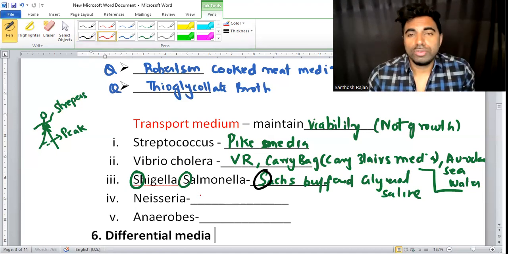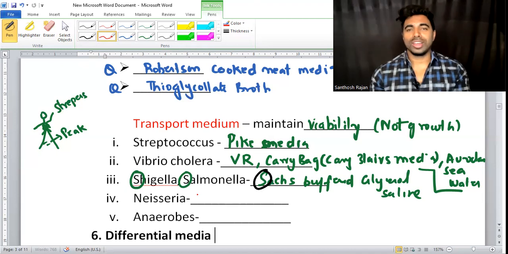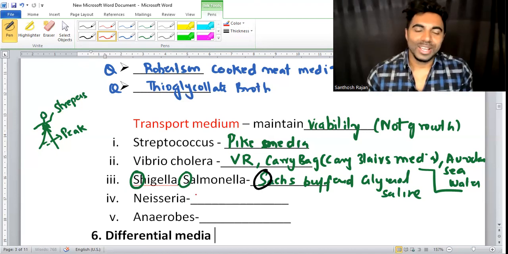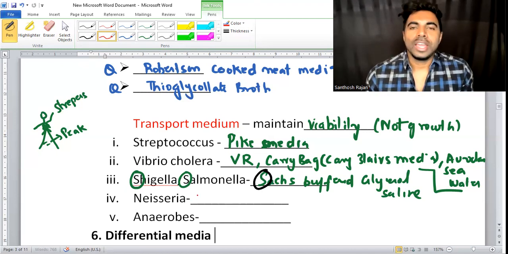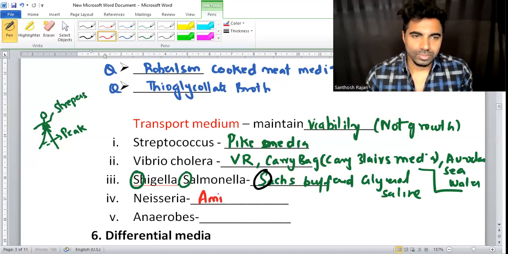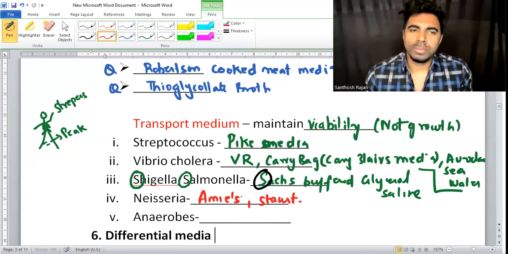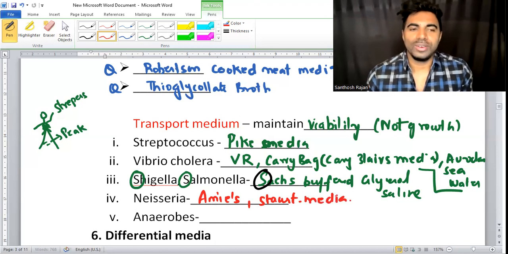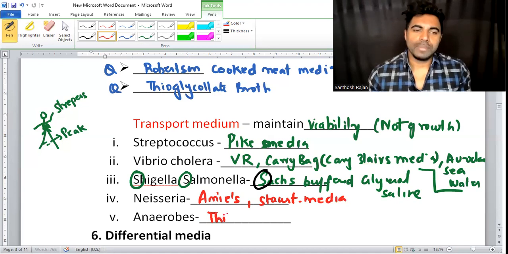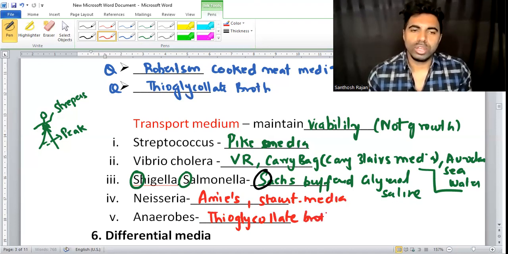Next one, Neisseria. Neisseria's special boyfriend is Thayer-Martin. But for its transport, what is needed? Amies media, and Stuart's as well. The boyfriend is different, but to carry it you need Amies or Stuart's media for Neisseria as transport media. And for anaerobes, it is the same thioglycolate broth. Okay, that's it.